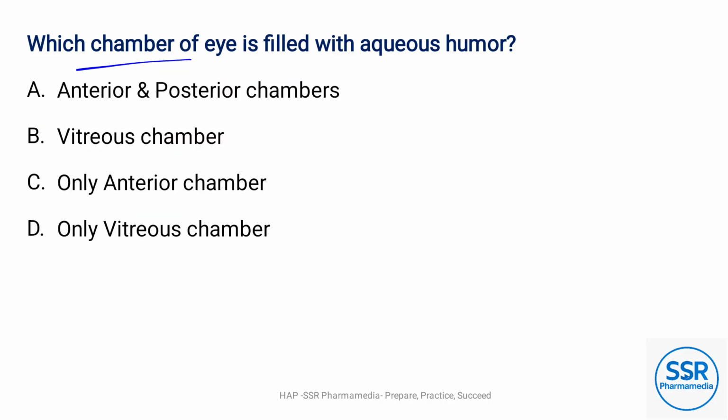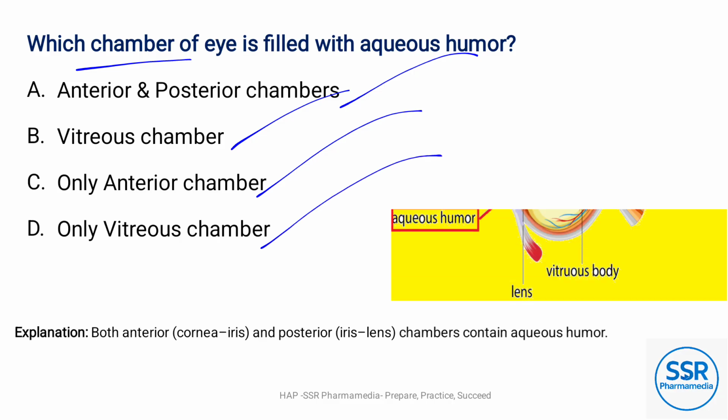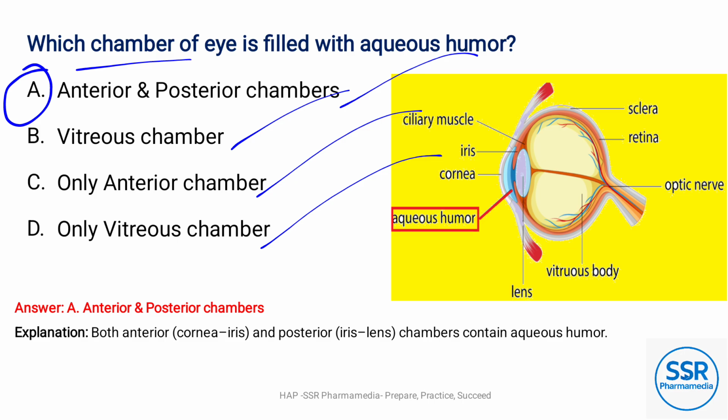Which chamber of the eye is filled with aqueous humor? Option A, anterior and posterior chambers; option B, vitreous chamber; option C, only anterior chamber; option D, only vitreous chamber. So the answer is option A, anterior and posterior chambers. The anterior part is between the cornea and iris, and the posterior part is between the iris and lens; both contain aqueous humor. So aqueous humor is present over here.